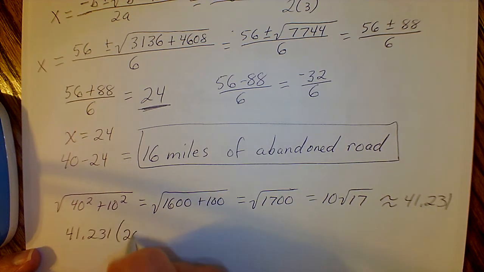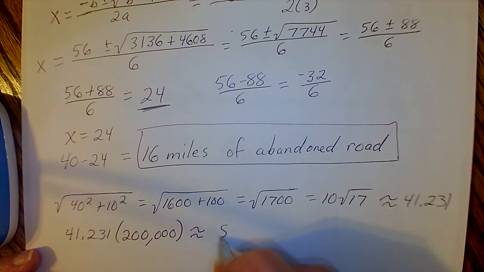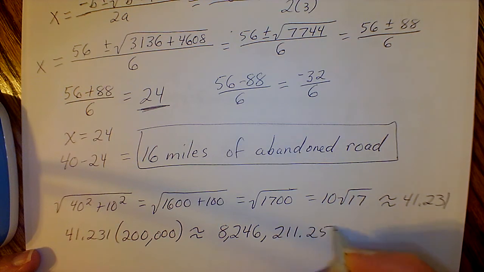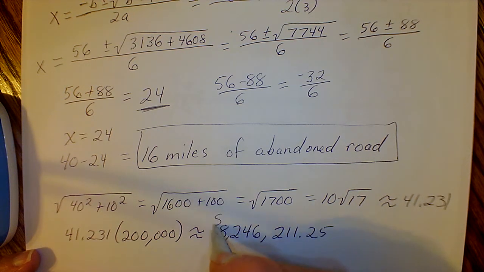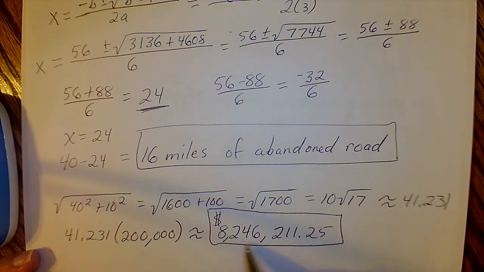0.231 times 200,000 per mile. And so that would end up costing us about $8,246,211.25 approximately, which is more than the $6,800,000 that we said.